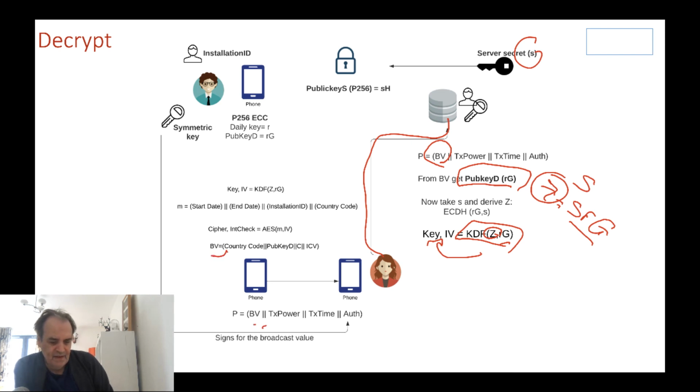this cipher here, and then once we have that, we'll be able to get Bob's ID, the message in there with his country code and the start and end dates and so on.